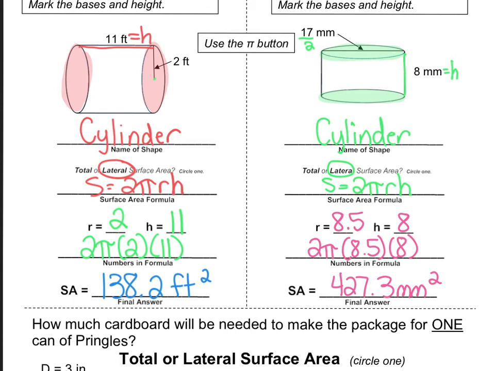So if you noticed, and hopefully you caught this, they gave you the diameter and not the radius. So I had to divide 17 in half in order to get my radius of 8.5. So hopefully you used 8.5 in your formula instead of 17. The height is what connects the two bases, and it was 8. When I did 2 pi times 8.5 times 8 and rounded it to the nearest tenth, I got 427.3. Don't forget the units, millimeters squared.